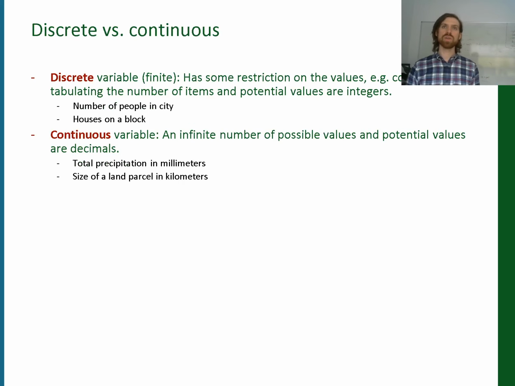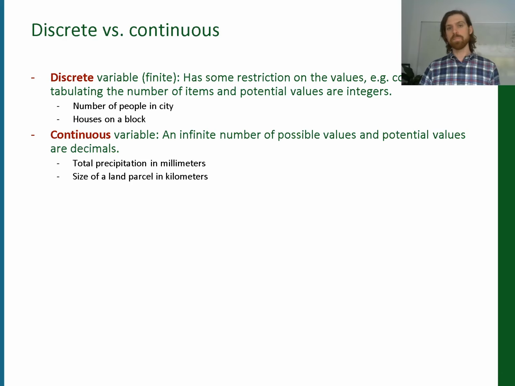So discrete versus continuous types of data. Discrete data essentially is finite, so there are some restrictions on the values. For example, the number of people in a city, or the number of people in an area: you can't have 2.5 of a person, you can only have a whole number of individuals. So it's actually discrete in how it's being counted.